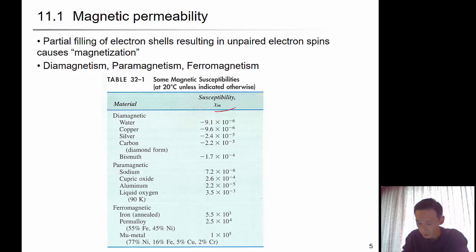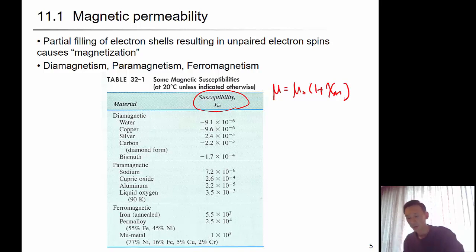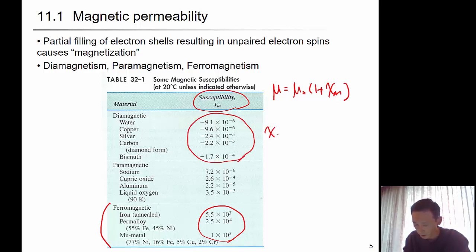This table shows the typical magnetic susceptibility of the material. So if you remember, magnetic permeability is mu naught times 1 plus susceptibility. And when it's ferromagnetic, then it becomes a magnet very easily. Then you can see that the psi is really high, like 10 to the 3 to 10 to the 5. And diamagnetic has a negative value. So psi is less than 0.